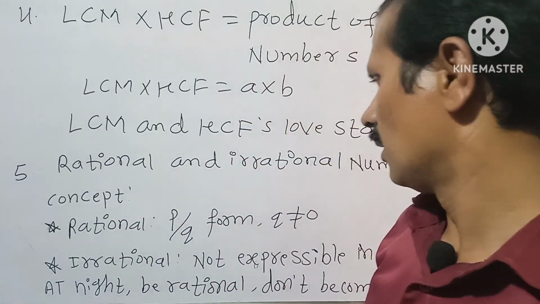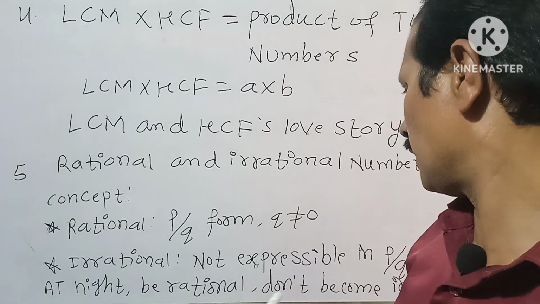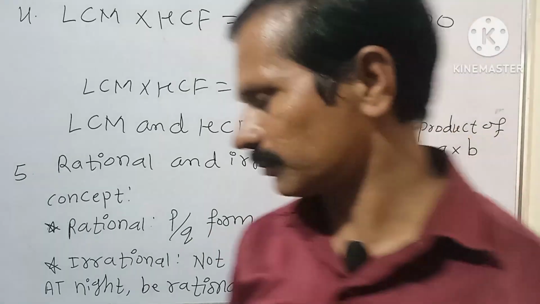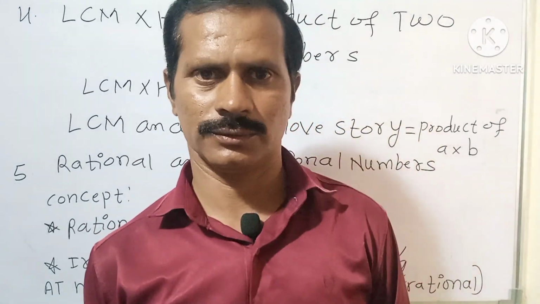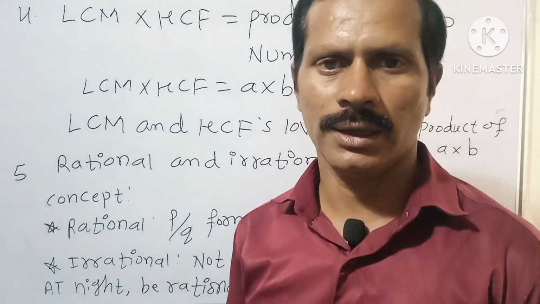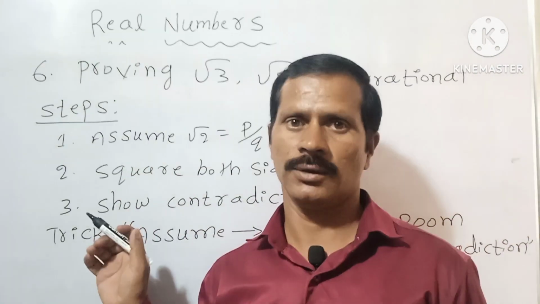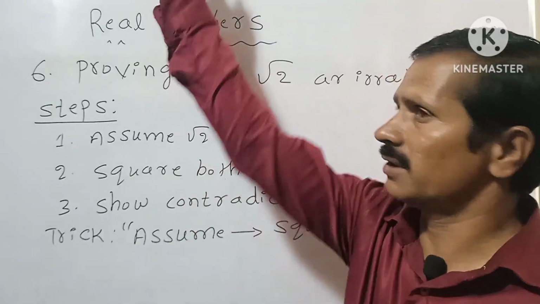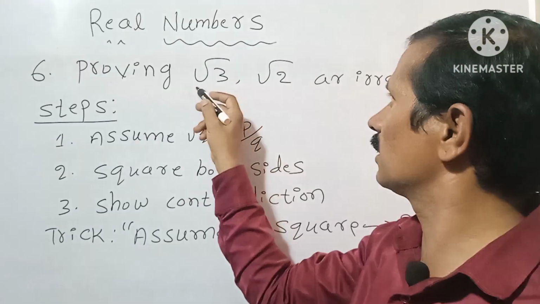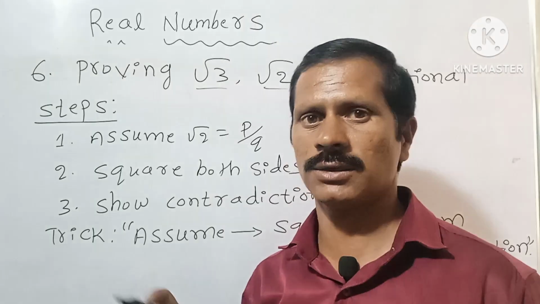How to remember this? At night be a rational, don't become an irrational. Sixth point, very important in the exam. Two-mark and three-mark questions are fixed, asking you to prove that root 3, root 2, root 5 or any such number is irrational.